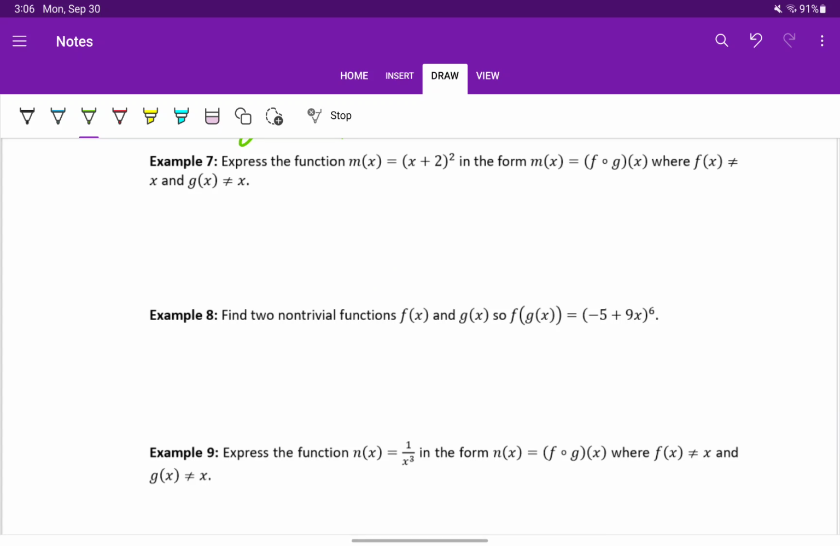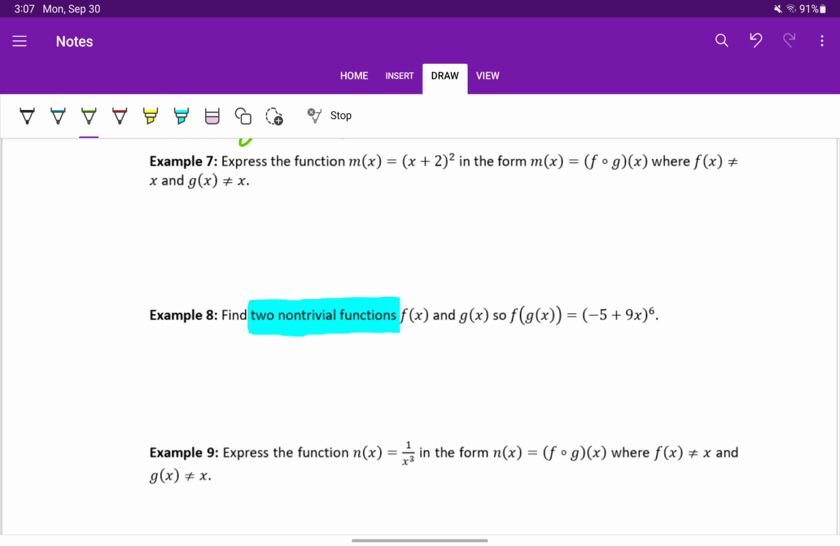In the last several examples here, we want to complete that same process, but now we're not being given the hint of what one of our first functions is, except to be told that neither f nor g is equal to x, or in example 8, we're told that this is two non-trivial functions that we should decompose into. So it's just eliminating the really simple cases. What we want to do is break this given function, x plus 2 squared, into two different functions that were pushed together to create this composite function.